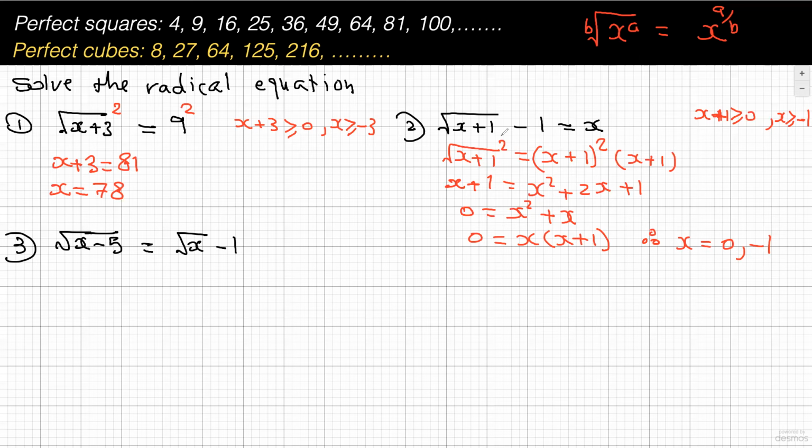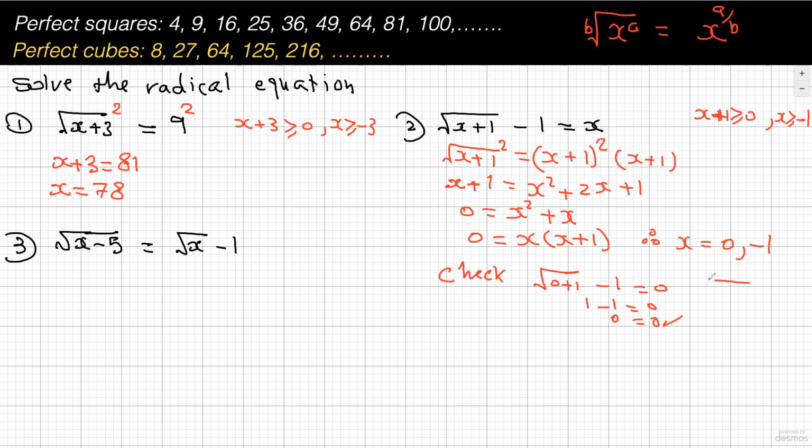Now, if you put in 0 here, that will give you 0. So just checking, okay? Check. So checking the 0 first. So if I put in 0 plus 1 minus 1 equals 0. So now that is 0 plus 1, which is 1. Square root of 1 is 1. So that will give me 1 minus 1, which gives you 0. 0 equals 0. Check.